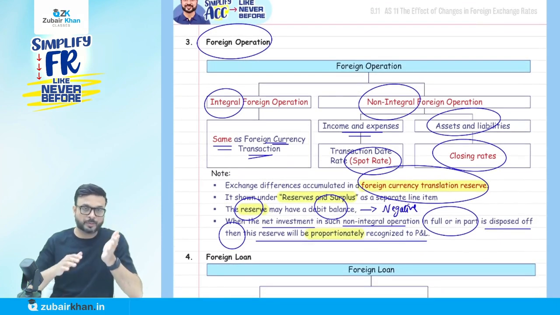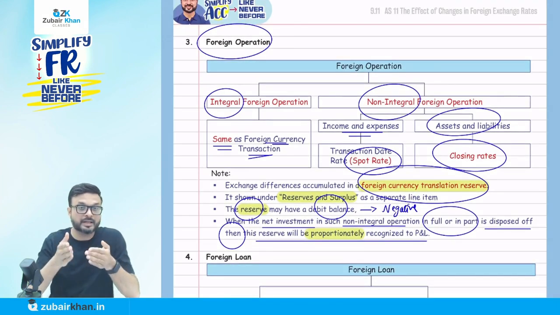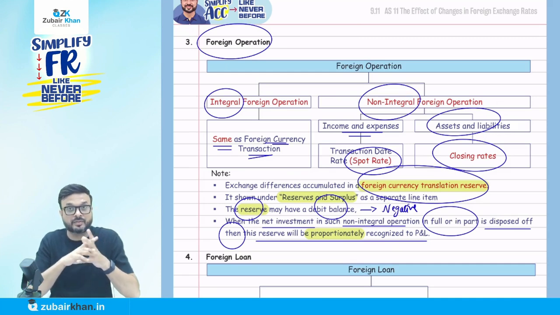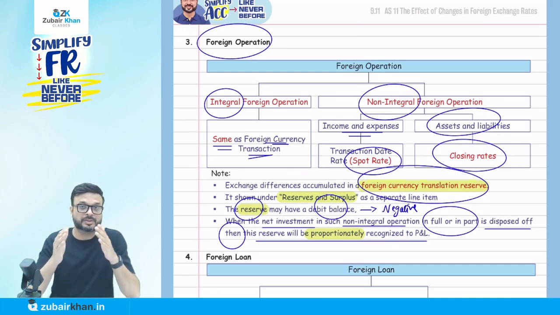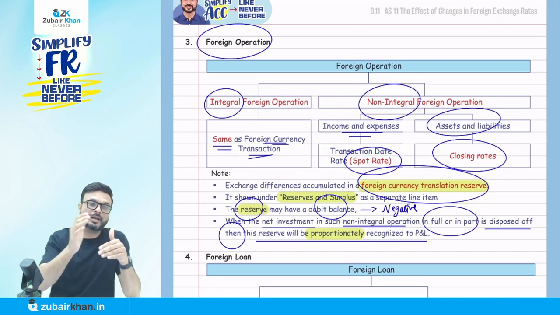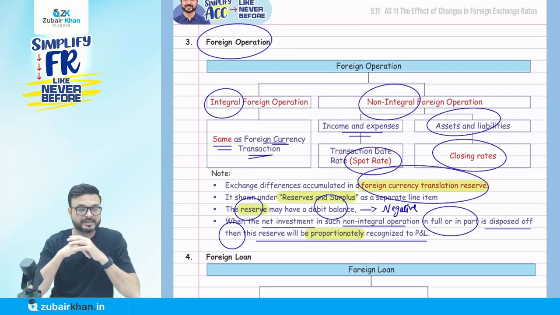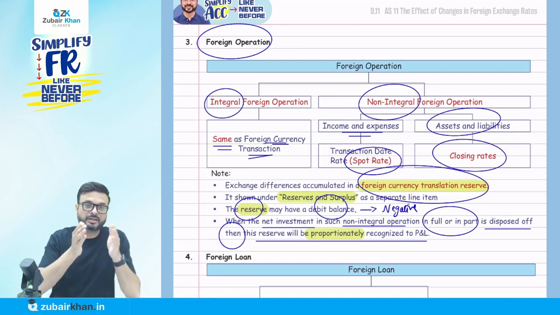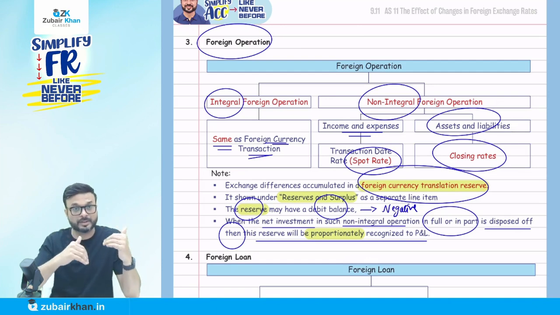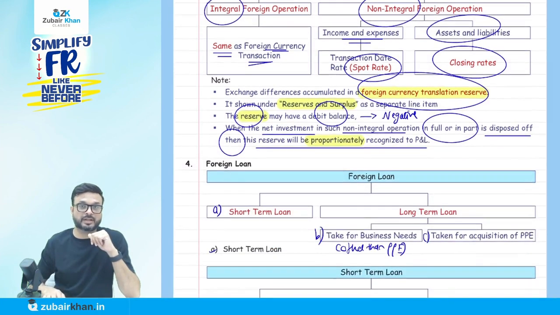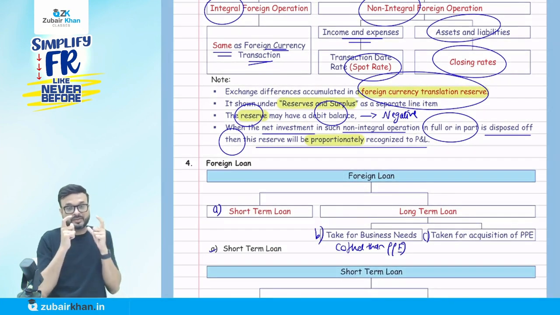If it is a foreign operation, integral or non-integral: for integral, the same treatment that we have done for the foreign currency transaction. If it is non-integral, income and expenses will be recorded at the spot rate and assets and liabilities will be recorded at the closing rate. But all the difference will go to the foreign currency translation reserve account. The FCTR account will be part of reserves and surplus. If it is a debit balance, it will be shown as a negative figure. It will appear in reserves and surplus only.